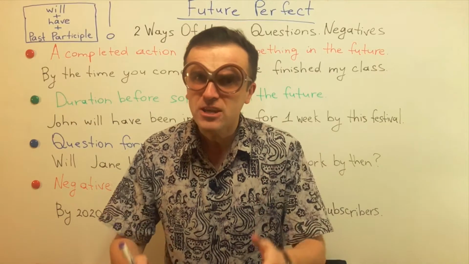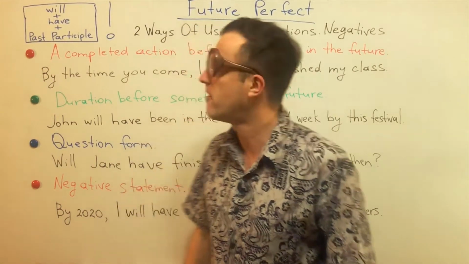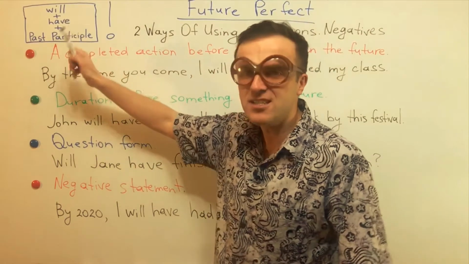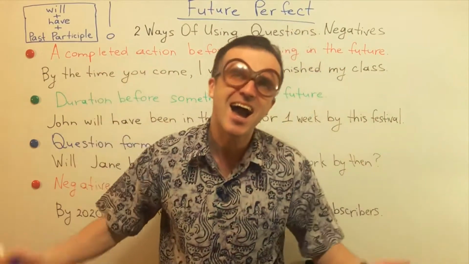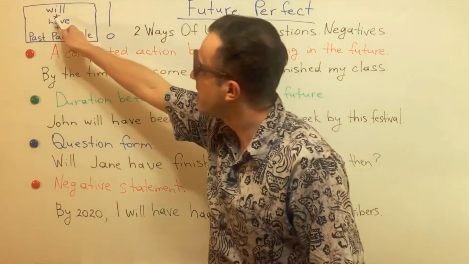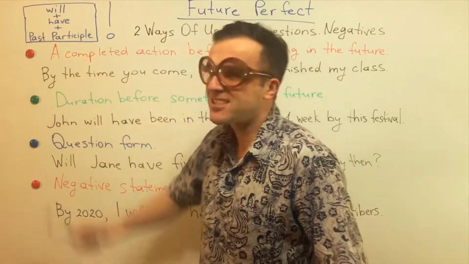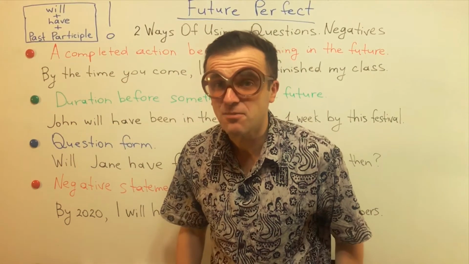So how to use the future perfect? What is the formula of using the future perfect? So look at the board. So it's a person, like I, we, you, they, he, she, it, plus will, plus have, and plus past participle. So what is past participle?